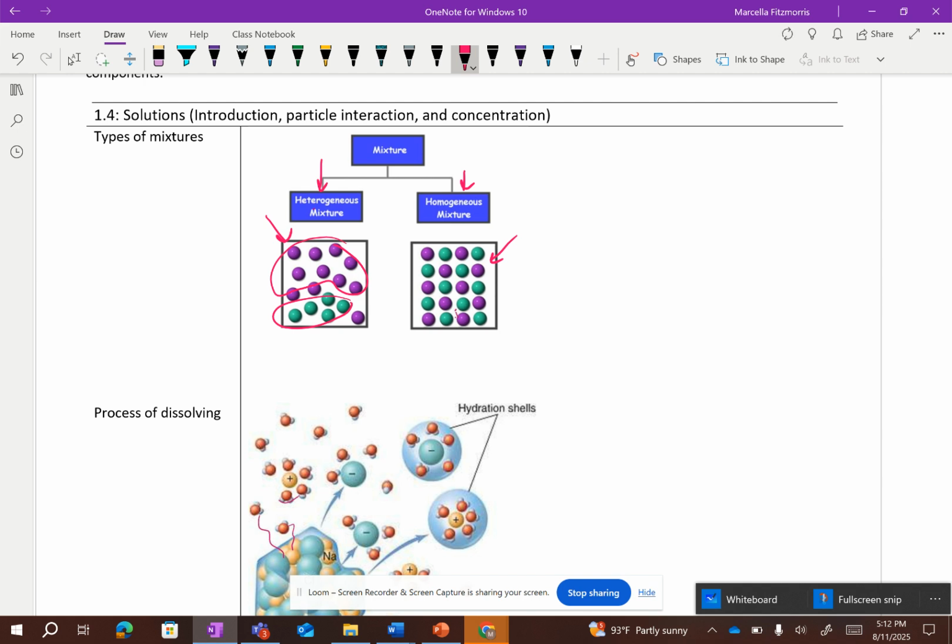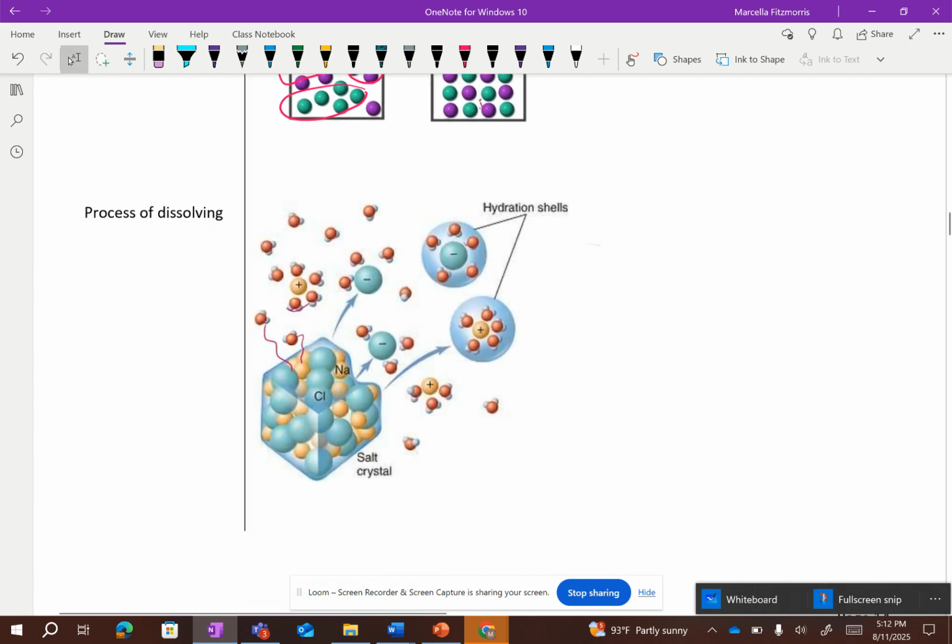They vary. This would be like the difference between salt water, which looks and tastes the same throughout, a homogeneous mixture, versus a salad. If you have a salad, you might have a few tomatoes here, a lot of tomatoes on the other side, some lettuce here, and so on and so forth. Okay.